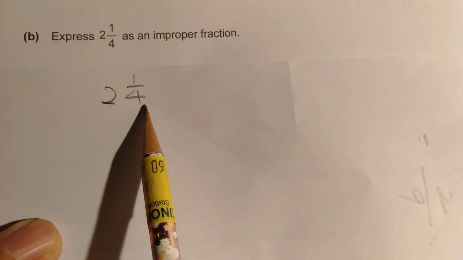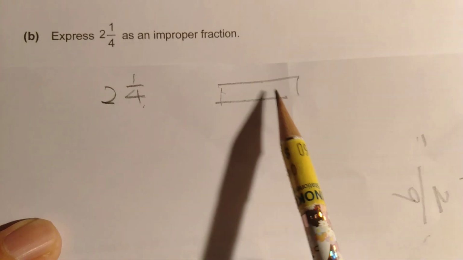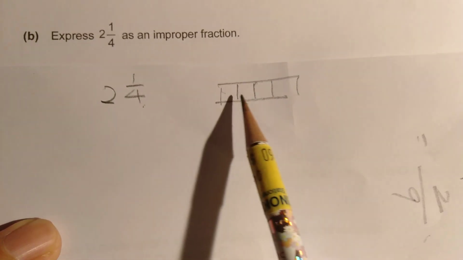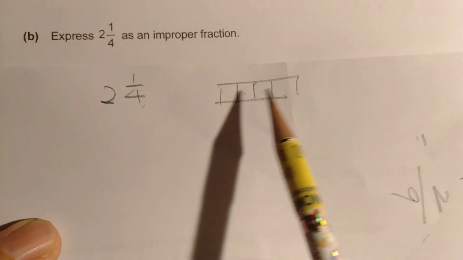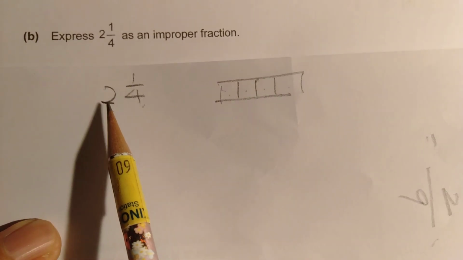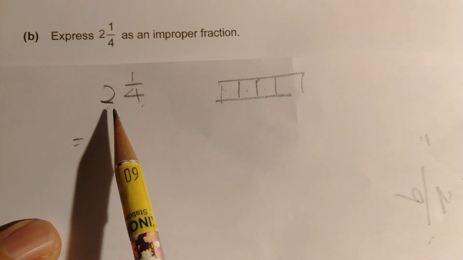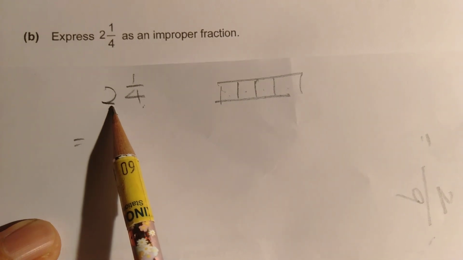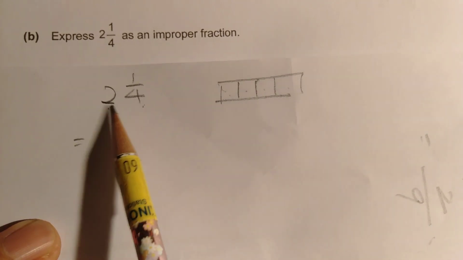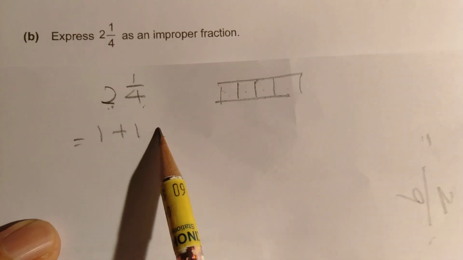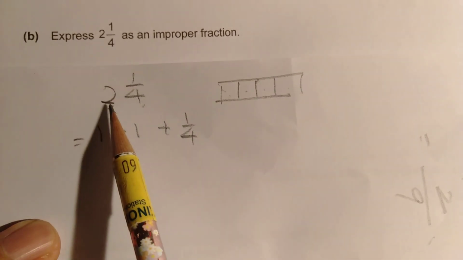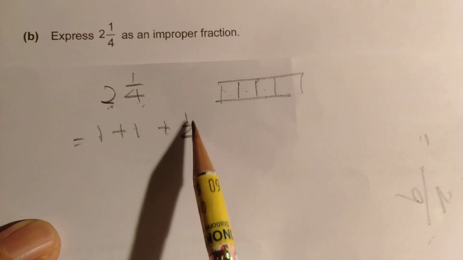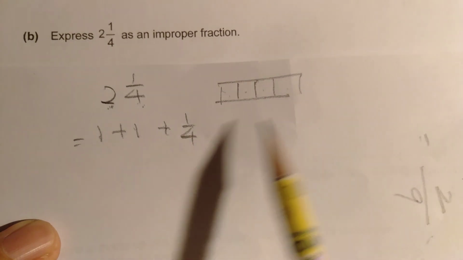I know in this fraction, 1 whole will mean I have all 4 parts here. So let me think, how many 1 whole can I make from this? How can I change one whole into a fraction? There are two whole here, right? 2 means 1 plus 1 plus 1 quarter, right? This is my 2 whole, this is my 1 quarter. I just leave the fraction alone.